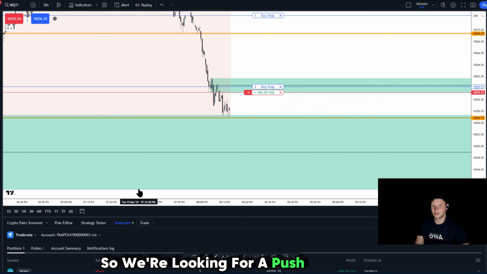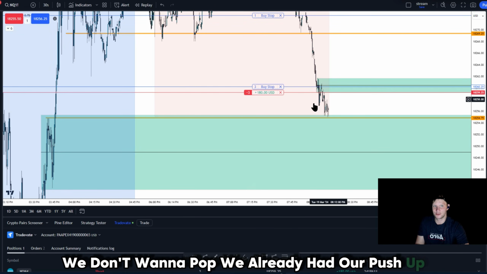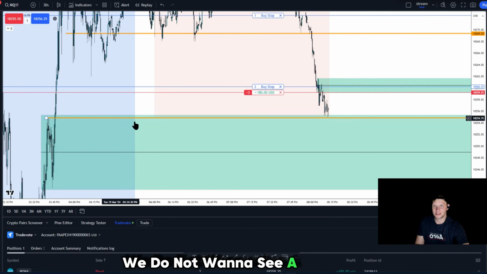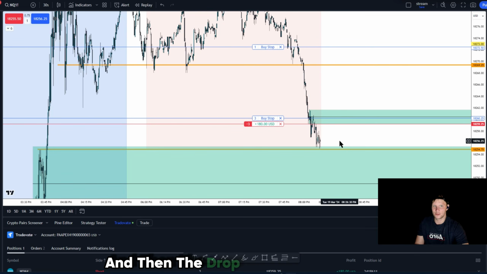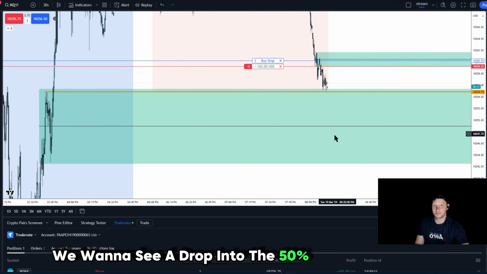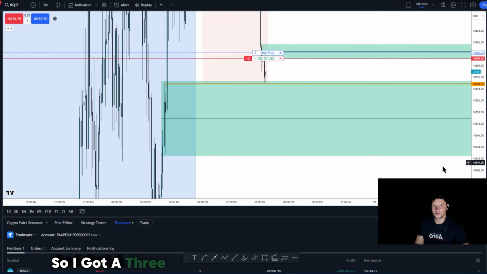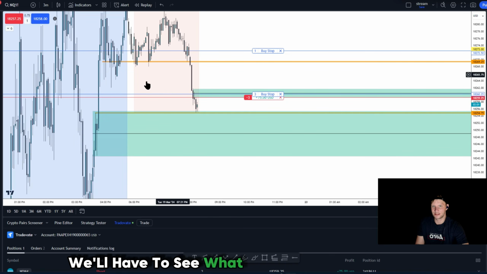So we're looking for a push down here. We're not looking for a pop. We don't want a pop. We already had our push up. We do not want to see a pop here, because a pop could lead to up to here and then the drop, the next leg down. We want to see a drop into the 50% of this balanced area. So I'll go to 3 minute and I'll show you guys what's up. It looks like we might be getting a pop here. We'll have to see what it does.